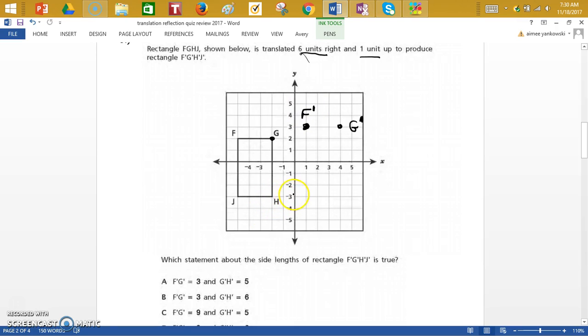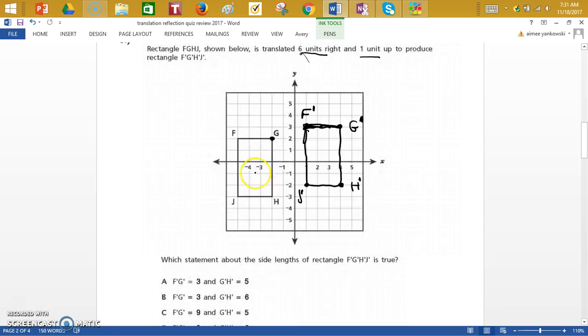H, 1, 2, 3, 4, 5, 6 to the right and 1 up. I get my new H, and we call that H prime. J, 1, 2, 3, 4, 5, 6 to the right, 1 up. We get our new J prime. And you'll see it's a completely congruent rectangle. Sorry that my lines aren't as straight as they should be. Make sure you have a straight edge on your test Tuesday.